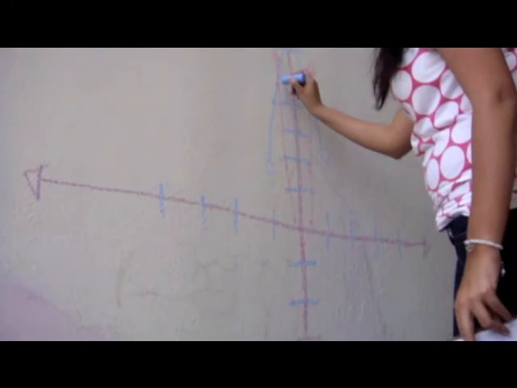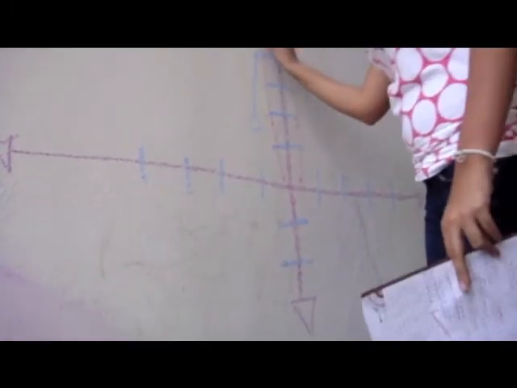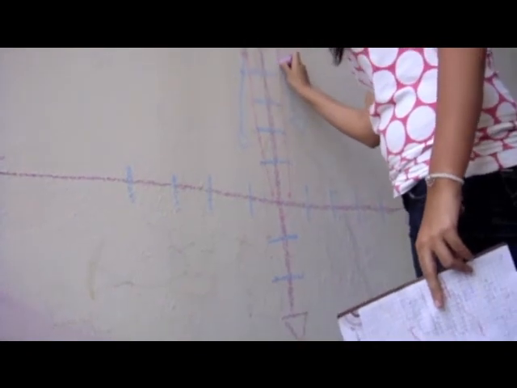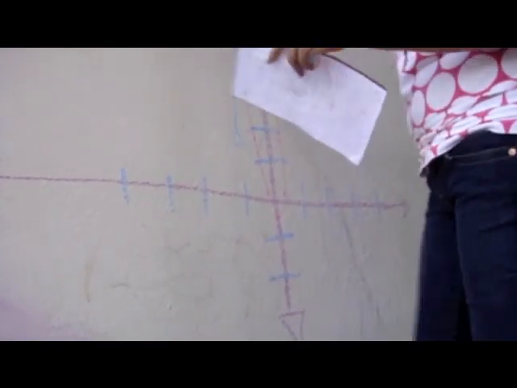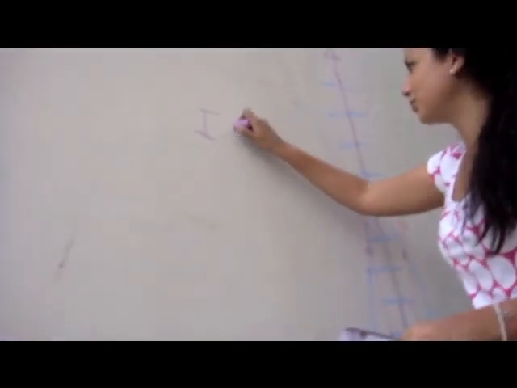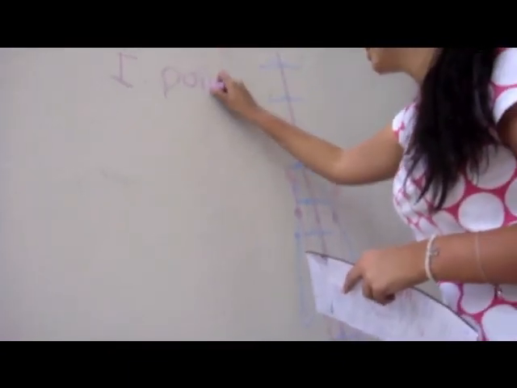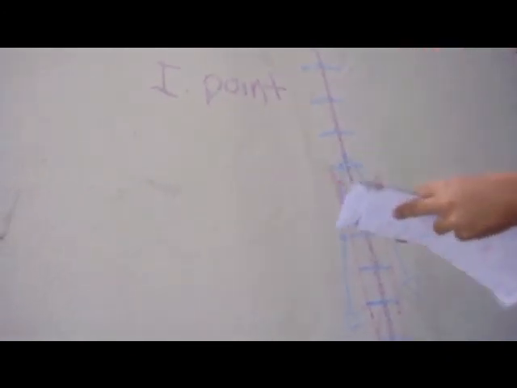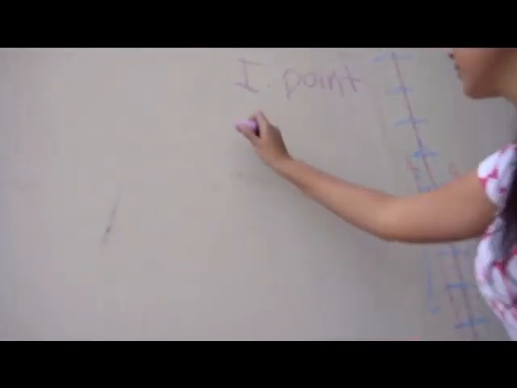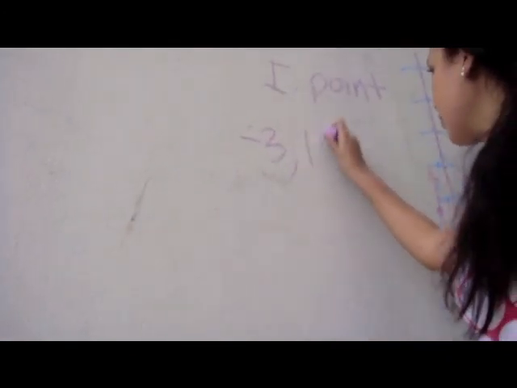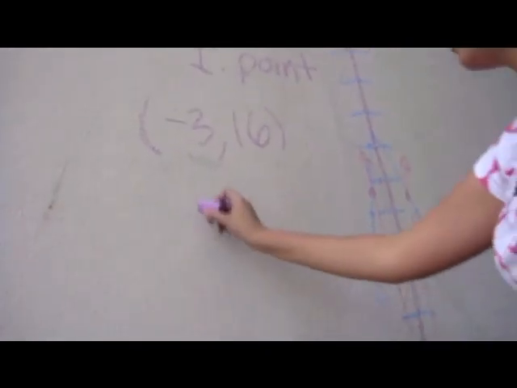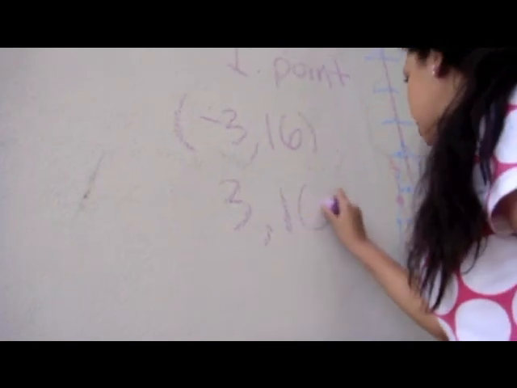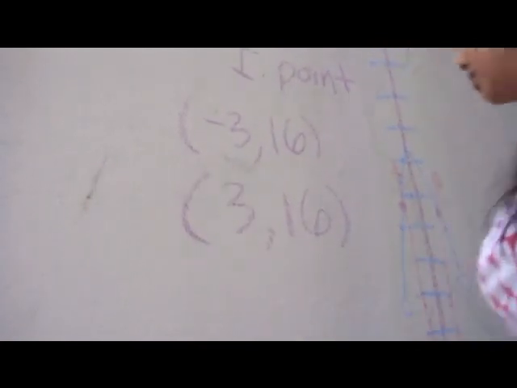As you can see, they intersect at this point. Here and here. So the intersection point will be -3, 16. And since they intersect again here, it will be 3, 16. And that's the final answer.